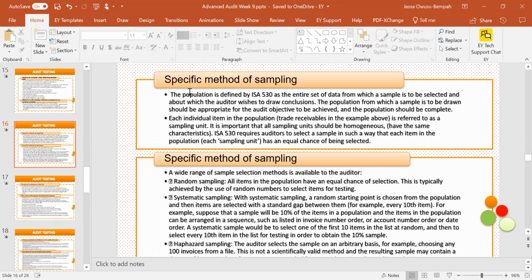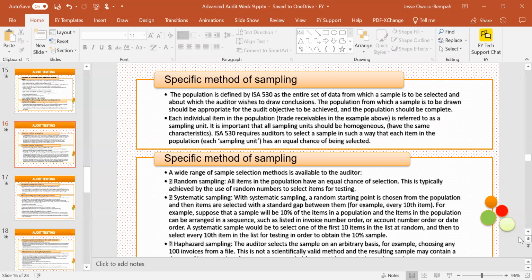Every second item. So 3, you move on to 5, you move on to 7, you move on to 9, you move on to 11, depending on how you want to do it. If there are 100 people, you can start at 10, then select every 10th item. So here I say with systematic sampling, a random starting point is chosen from the population, and then items are selected with a standard gap between them. I hope that makes sense.